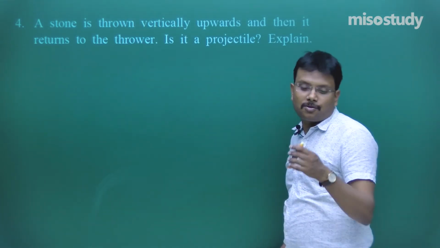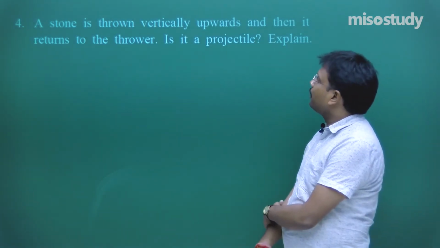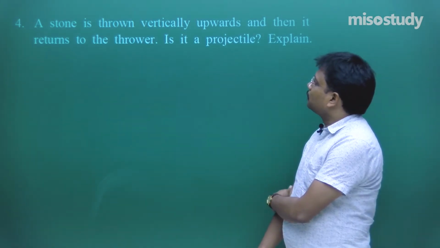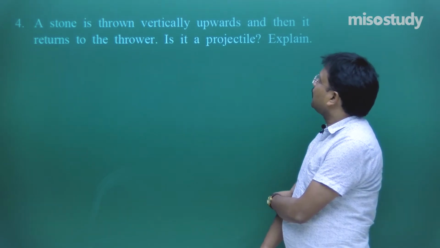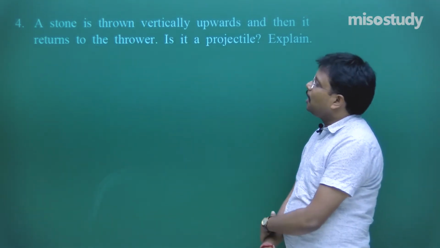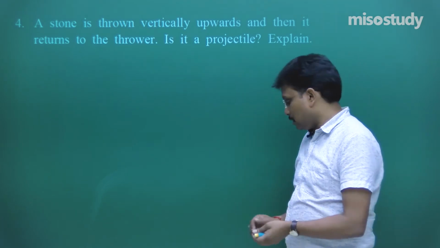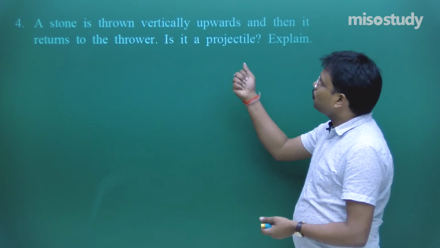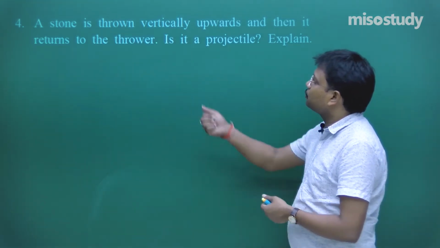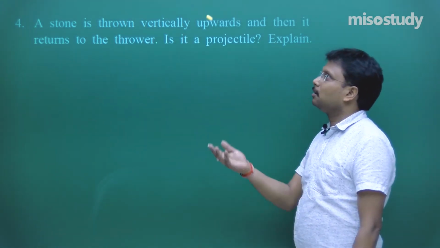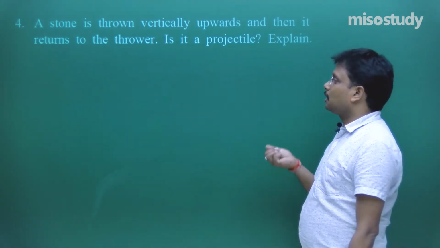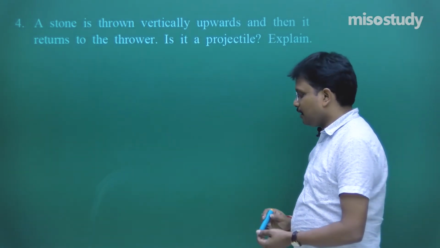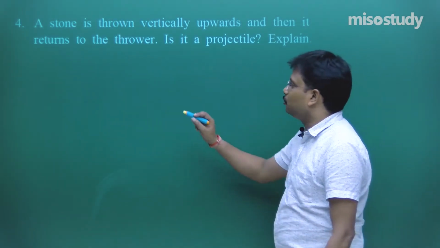Now here comes this question: a stone is thrown vertically upward and then it returns to the thrower. Is it a projectile? Explain. Once again, a stone is thrown vertically upward, like this chalk, and then it returns to the thrower. Now take a look, it comes to me. Is it a projectile motion? Explain. The answer is no, it is not a projectile motion.